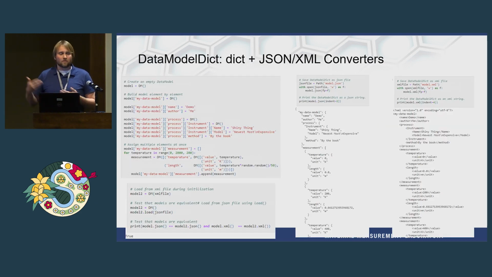Then to help with that, the first Python package was DataModelDict, which just takes a Python dictionary, or I guess it was an OrderedDict since it was designed a long time ago, and adds JSON and XML converters to it. So on the left-hand side, you can build your tree-like data structure as just a dictionary or embedded dictionaries. And then on the right-hand side, in a single line, you can save those as JSON or XML strings.